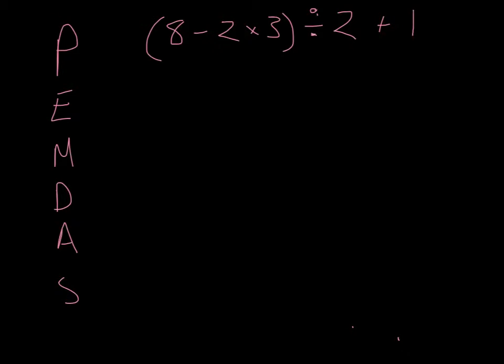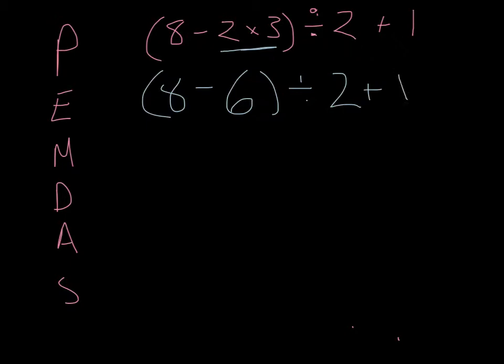So looking at the problem I have written here, we would first want to do what is inside the parentheses, and we would follow order of operations. So we would do the 2 times 3 first, which would give us 6. And we have 8 minus 6 here. And we bring down the rest of the problem. And we follow order of operations again.